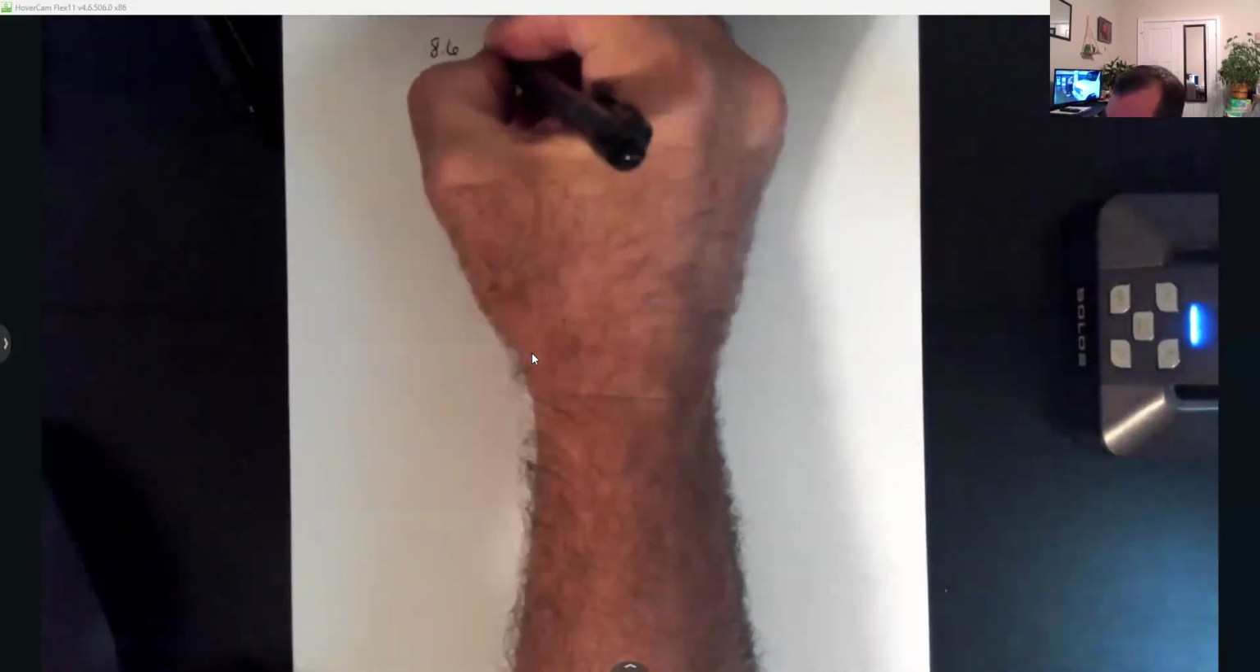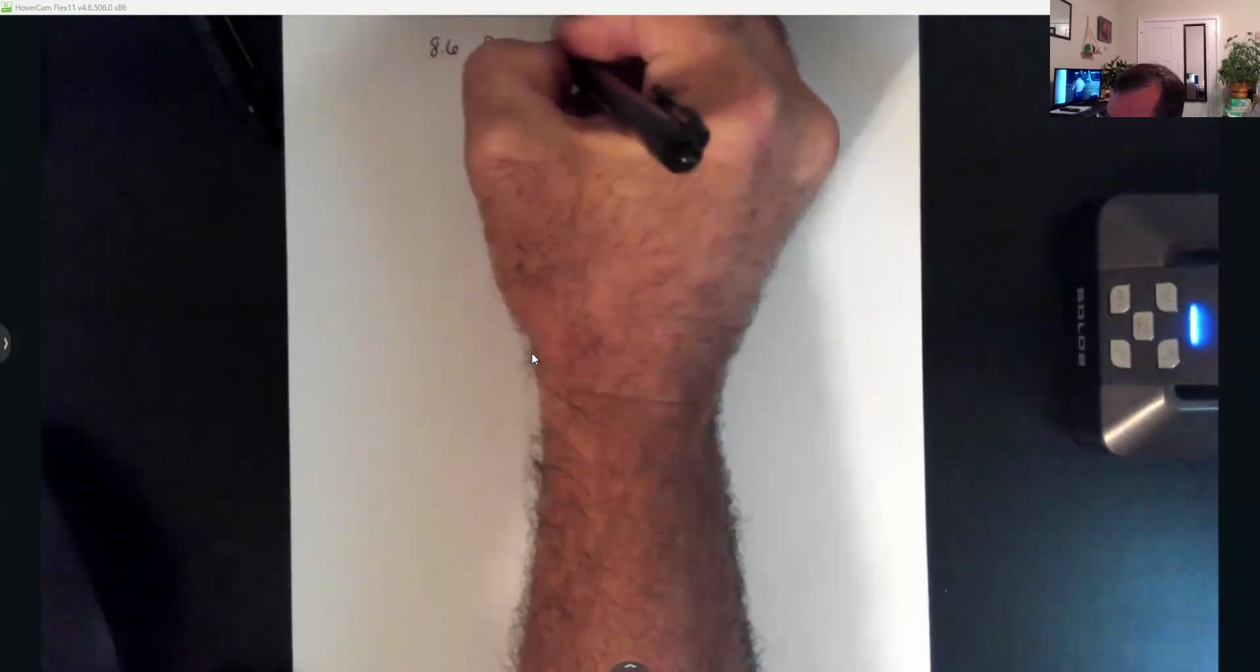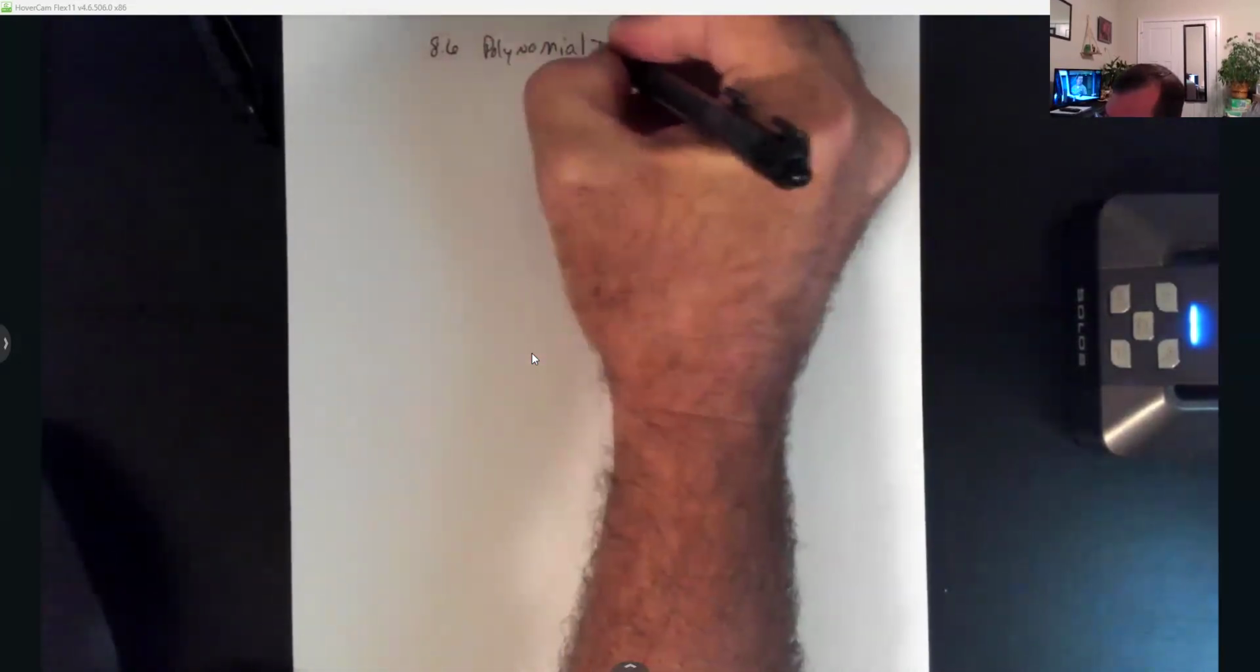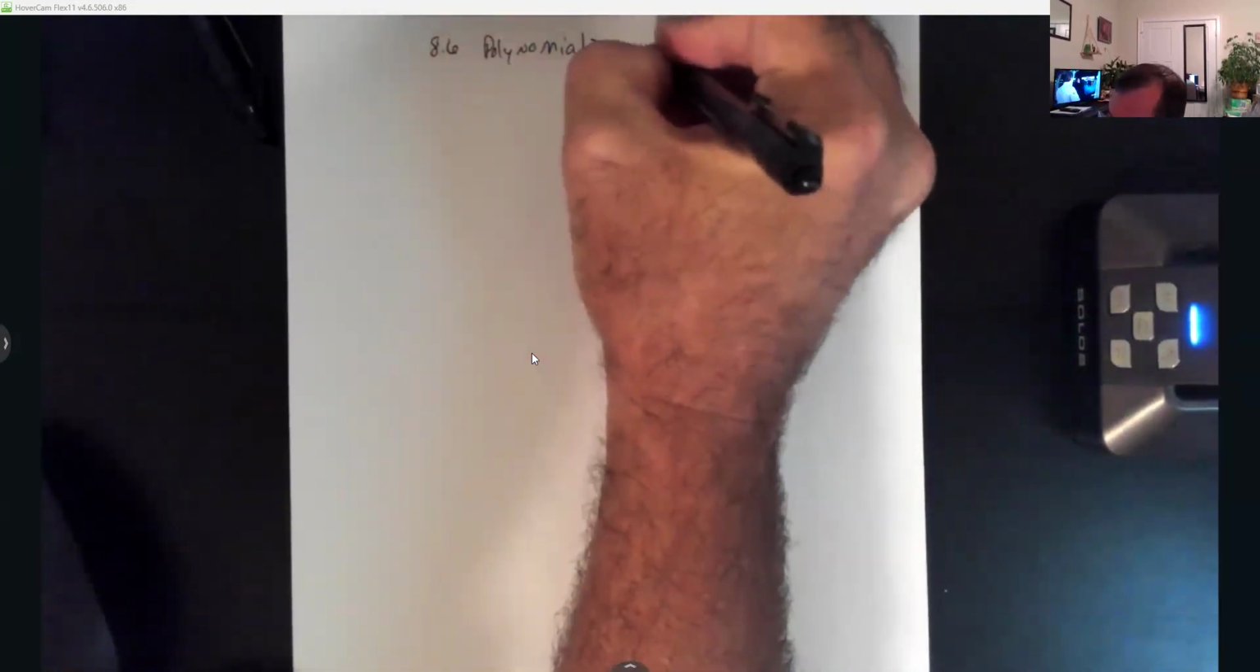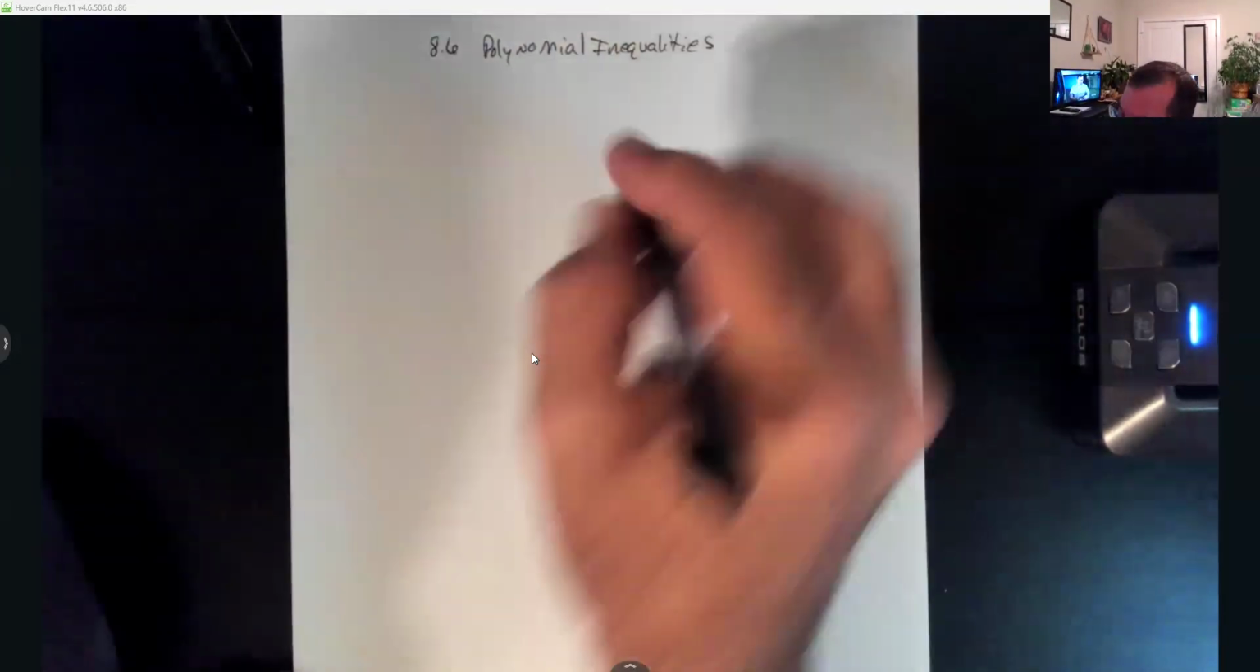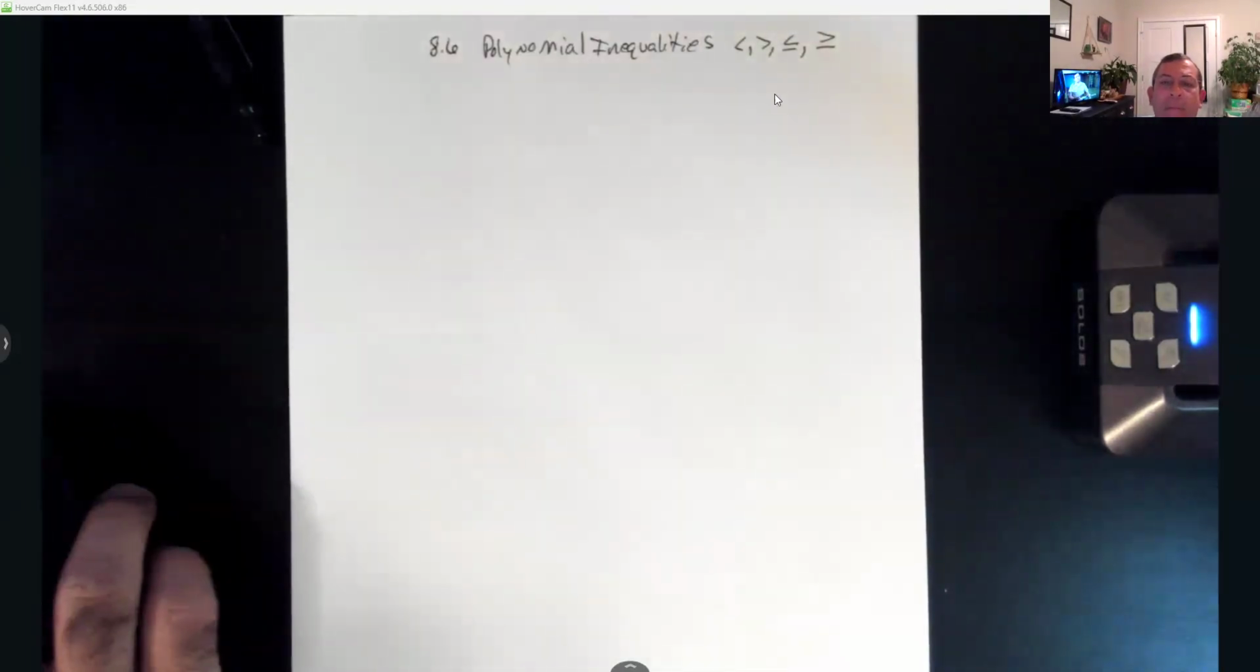And we're going to start our 8.6. All right, so like I said, 8.6 deals with polynomial inequalities. So since I'm talking about inequalities, we're looking at less than, greater than, less than or equals, or greater than or equals, okay?